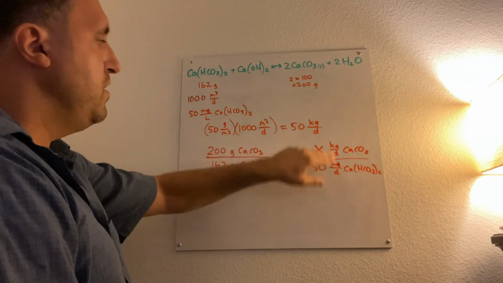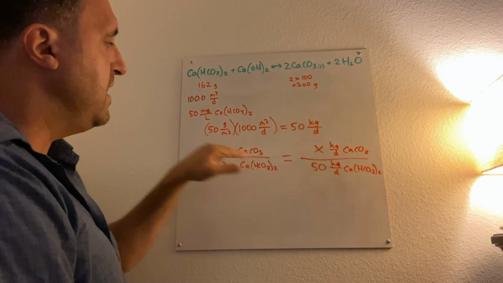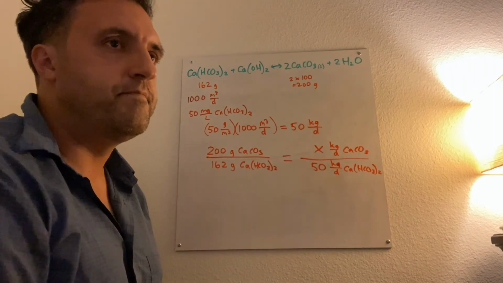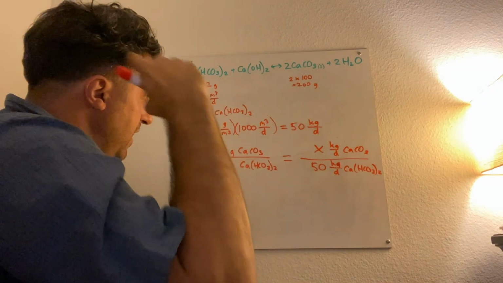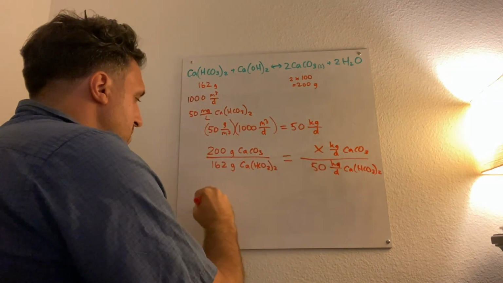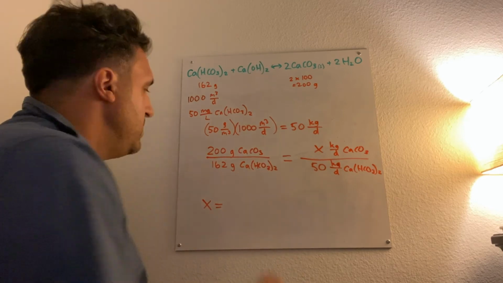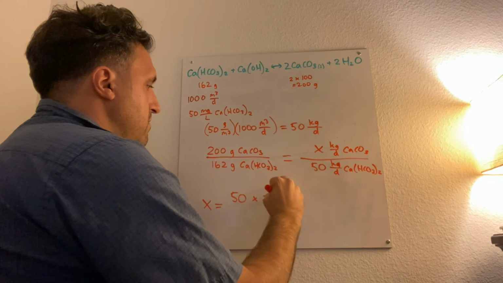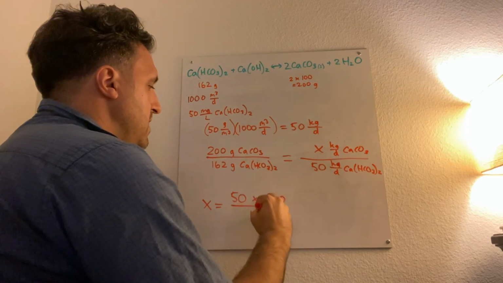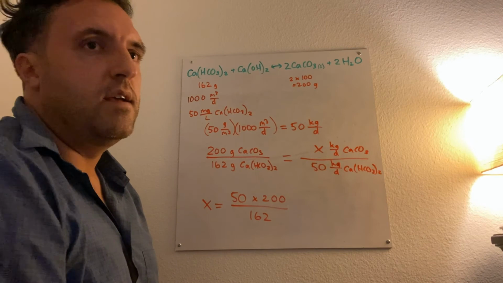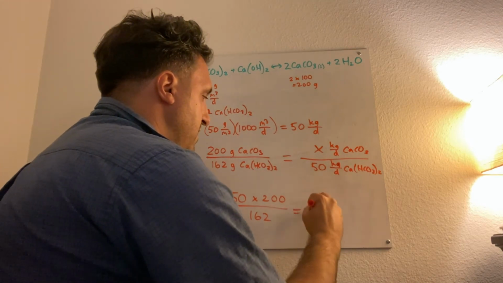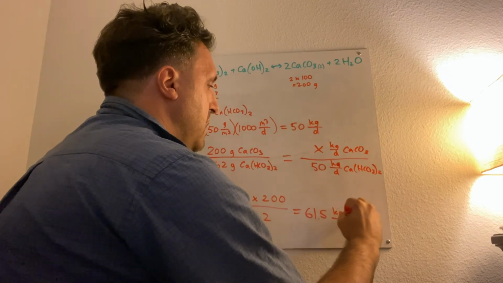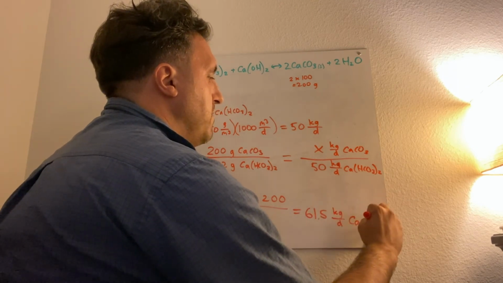And notice that the units need to be equal on the right side and they need to be equal on the left side because they both cancel out on both sides of the equation. Therefore, if we solve for x in this equation, we get x is equal to 50 times 200 divided by 162. And that's equal to 61.5. So that's 61.5 kilograms per day of calcium carbonate.